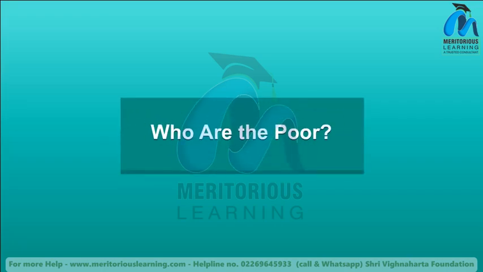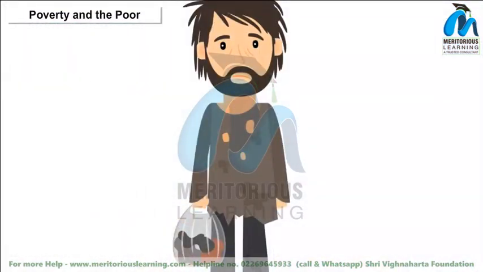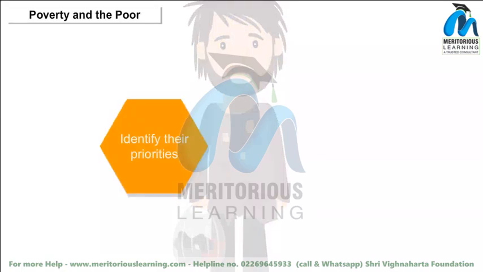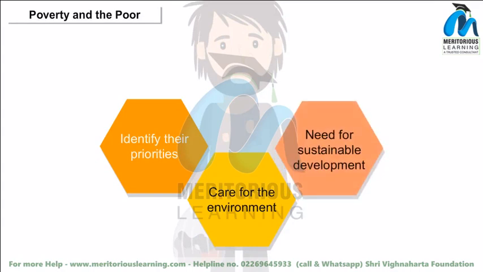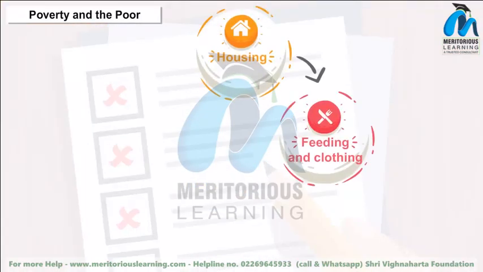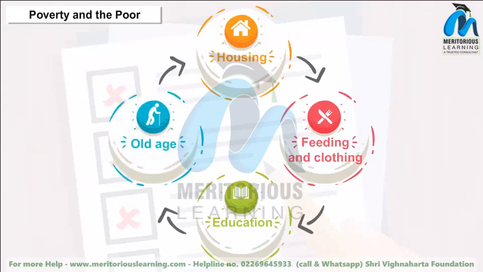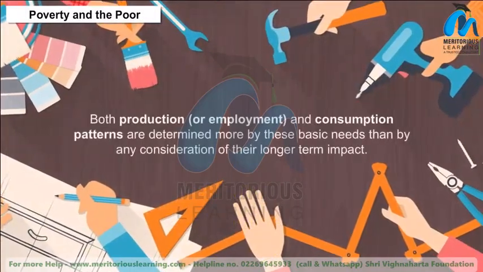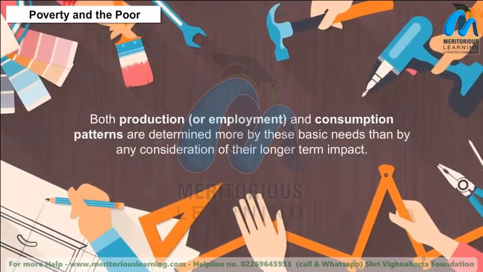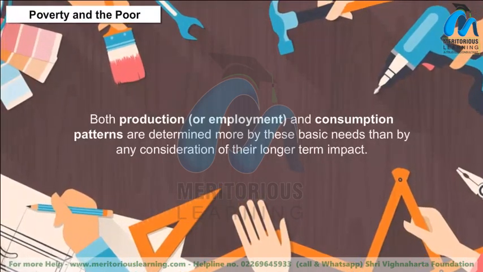Who are the poor? Poverty and the poor. When people living in poverty are asked to identify their priorities, care for the environment or the need for sustainable development are rarely at the top of their lists. Housing, feeding and clothing the family, education for their children, and care in their old age are much more significant concerns. Both production or employment and consumption patterns are determined more by these basic needs than by any consideration of their longer-term impact.